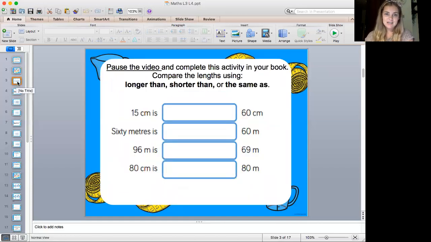First activity I would like you to do today is to compare these lengths using the comparative language longer than, shorter than, or the same as. You need to fill in the gaps, write the whole thing out. So 15 centimetres is 60 centimetres. Do the same thing for all four. Pause the video and have a go at completing this.